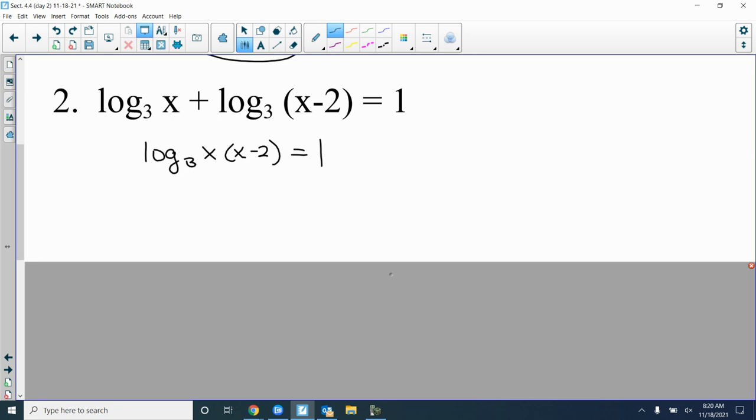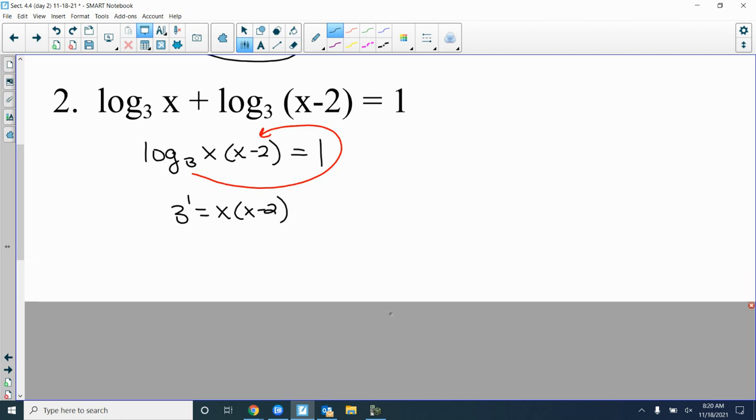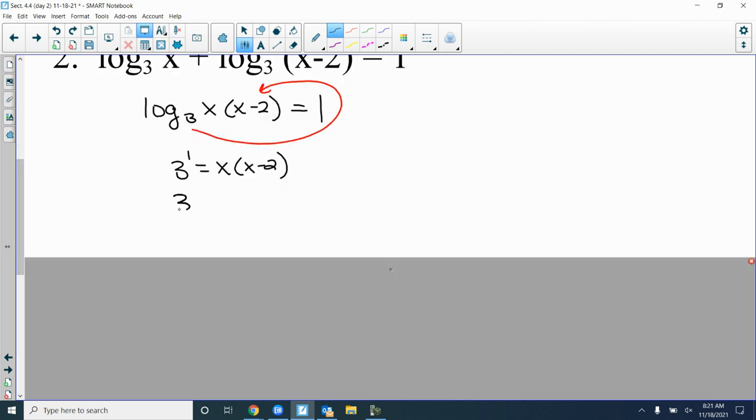I have a single log. Now I convert to exponential form. For exponential form, my base is 3, my power is that 1. You get your old swoop. 3 to the first power equals X times X minus 2. Well, we're solving for X, so I'm going to go ahead and distribute. I get 3 equals X squared minus 2X.